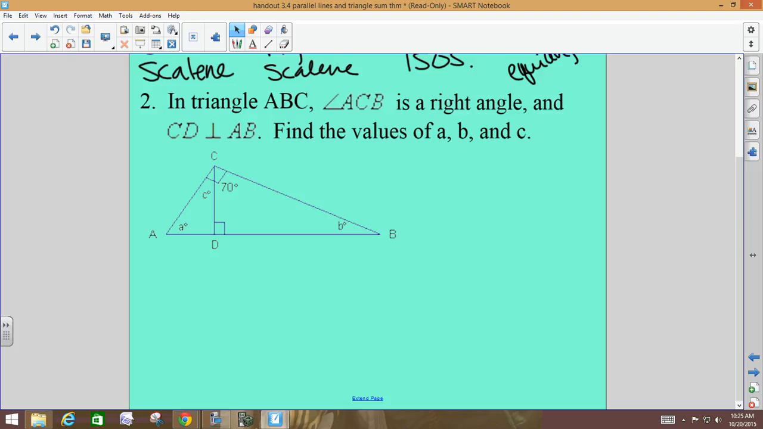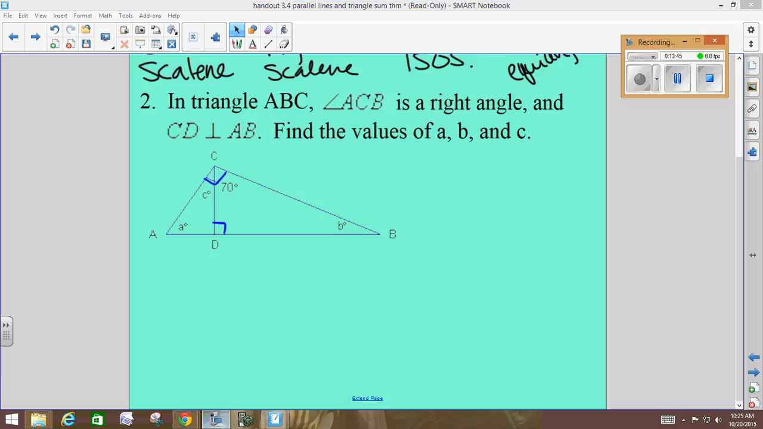In triangle ABC, the big vertices, angle ACB is a right angle, and they marked that for us there. And then it says segment CD is perpendicular to AB. Remember, perpendicular, where they intersect, they make a right angle. Again, already marked for us. We need to find the values of little a, little c, little b. I'm going to give you a minute here to see what you can come up with.